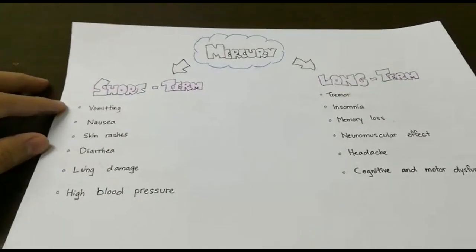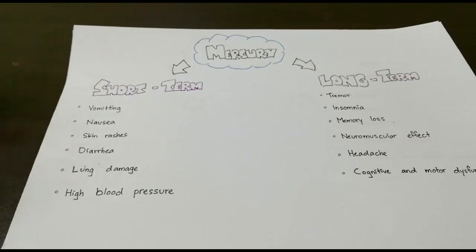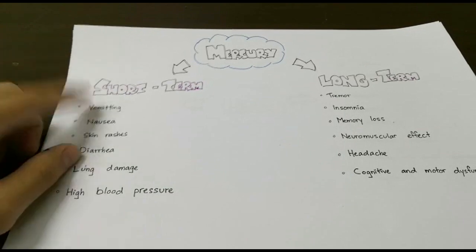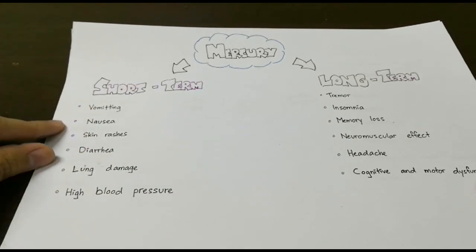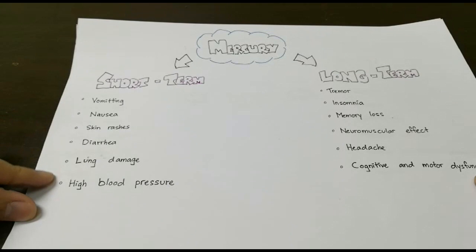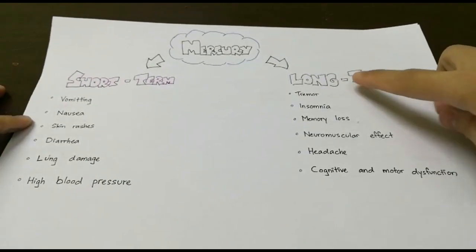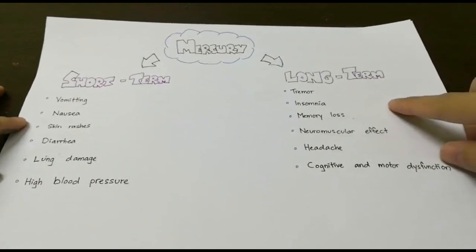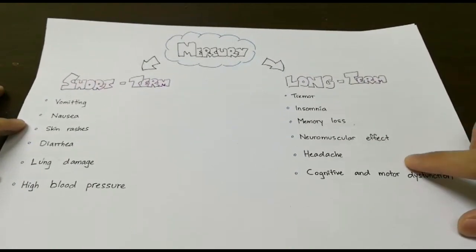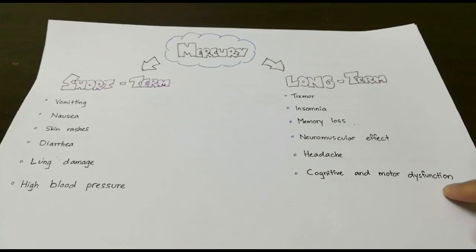Mercury is known as a toxic chemical that damages the nervous system, immune system, and reproductive system. It also has long-term and short-term effects. For short-term effects, it can cause vomiting, nausea, skin rashes, diarrhea, lung damage, and high blood pressure. For the long-term effect, it can cause tremors, insomnia, memory loss, neuromuscular effects, headache, and cognitive and motor dysfunction.